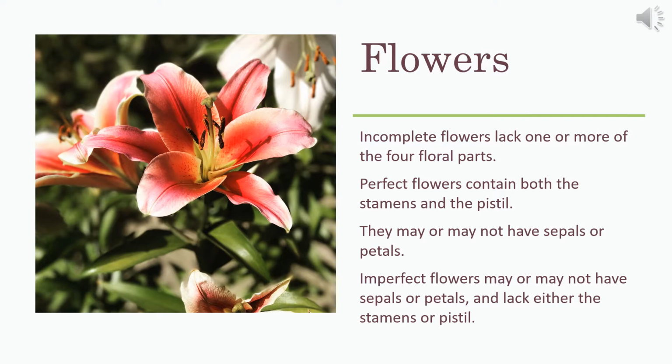Now perfect flowers versus imperfect flowers depend on whether they have one of the sexual reproductive organs, male or female, or do they have both? A perfect flower has both stamen and pistils. That's regardless of whether or not they have sepals or petals. So that means we can have an imperfect, incomplete flower versus a perfect, complete flower.